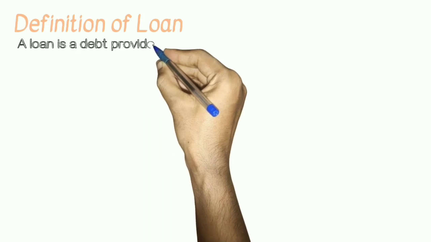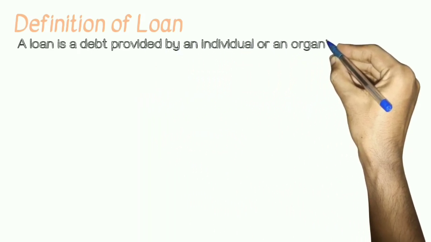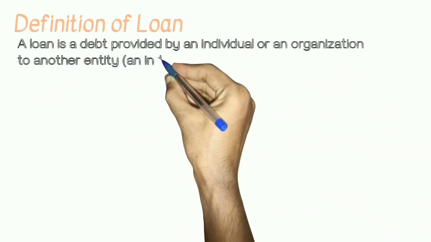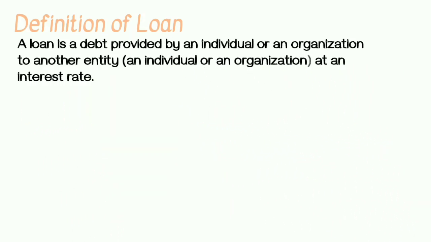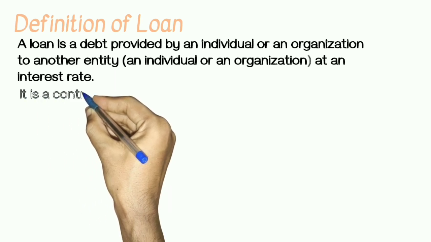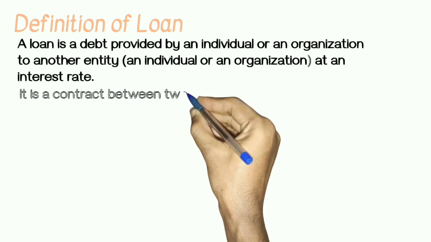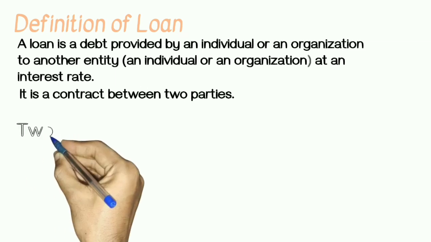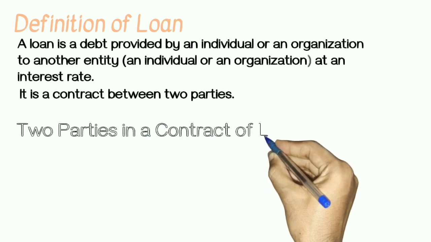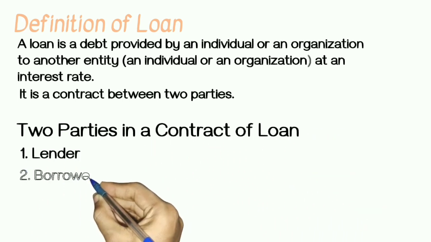Definition of loan. A loan is a debt provided by an individual or an organization to another entity at an interest rate. Basically, a loan is a contract between two parties. When we say contract, it means meeting of minds or agreement. And in a contract of loan, there are two parties involved. They are lender and borrower.